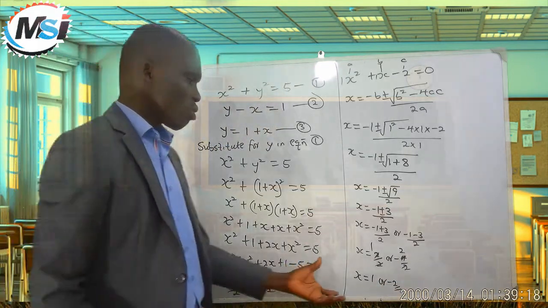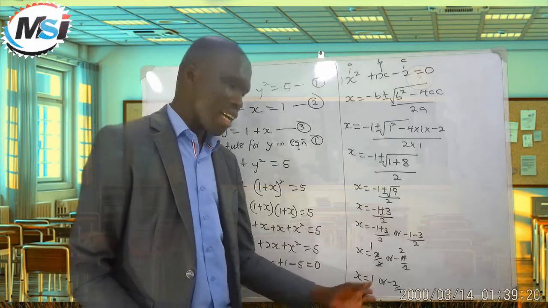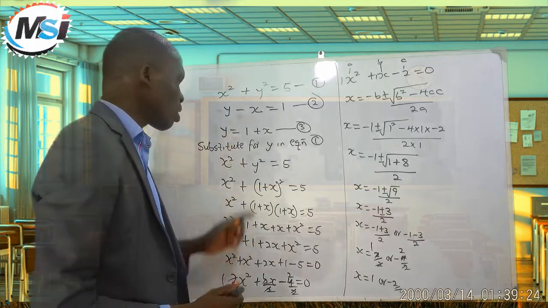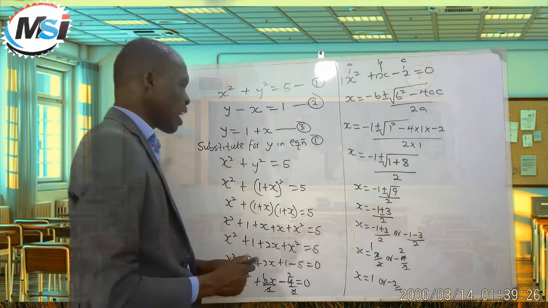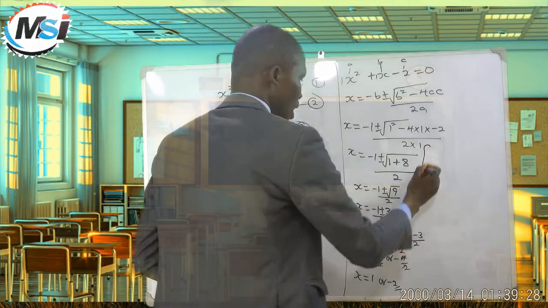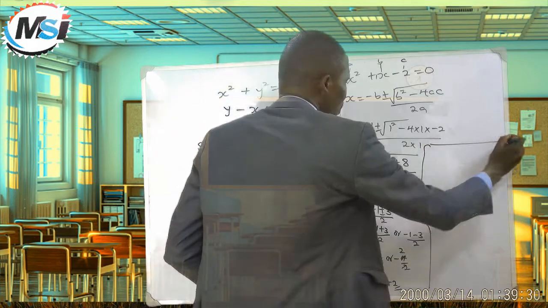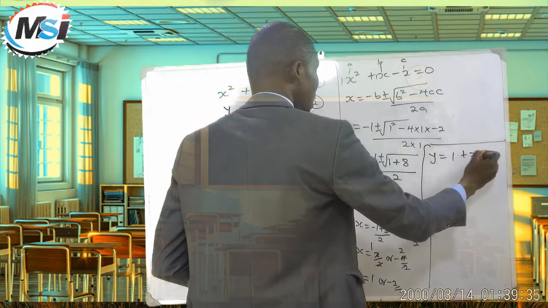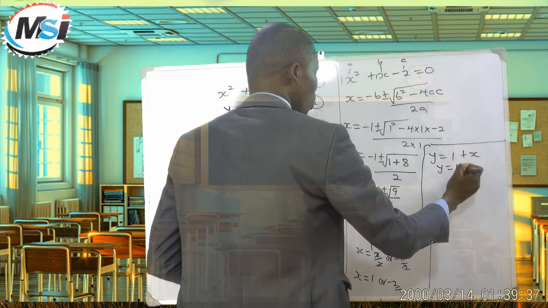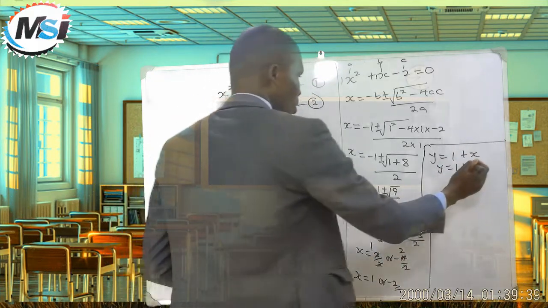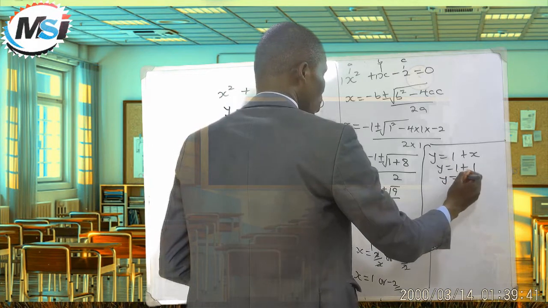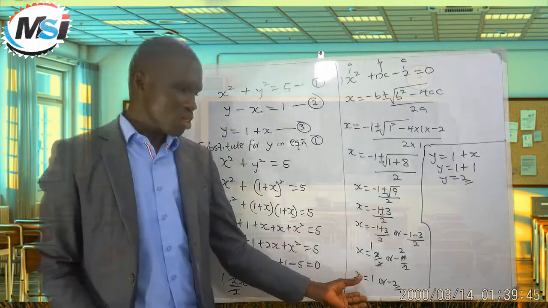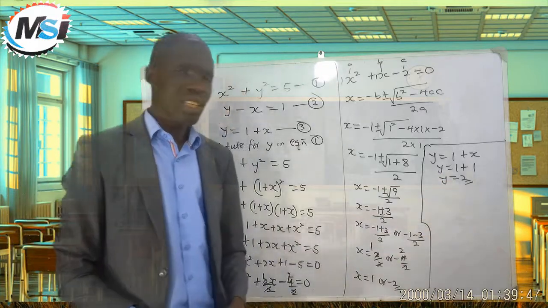Now we want to take x as 1. We go back to equation 3, which is y equals 1 plus x. Let me manage my space. y equals 1 plus x, so y equals 1 plus, what is x? 1. So y will give us 2. This is telling you that the value of x is 1 and the value of y is 2.